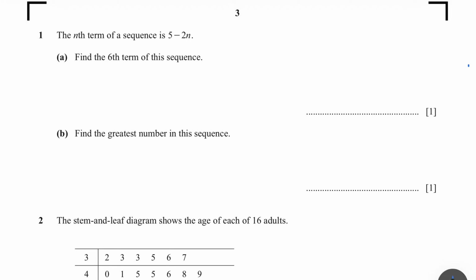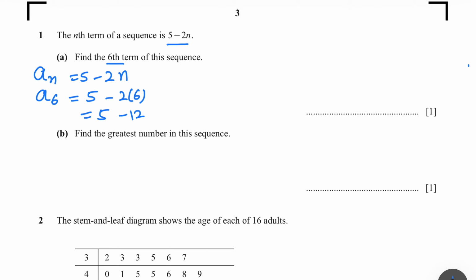Today we will be going through Cambridge IGCSE October-November 2025 paper 4-3. So the first question that I have here is: the nth term of the sequence is 5 minus 2n. Find the sixth term of this sequence. So we have a_n is 5 minus 2n, right? We are looking for the sixth term, so we will just replace n by 6. So then you are done. So 5 minus 12 gives us negative 7.